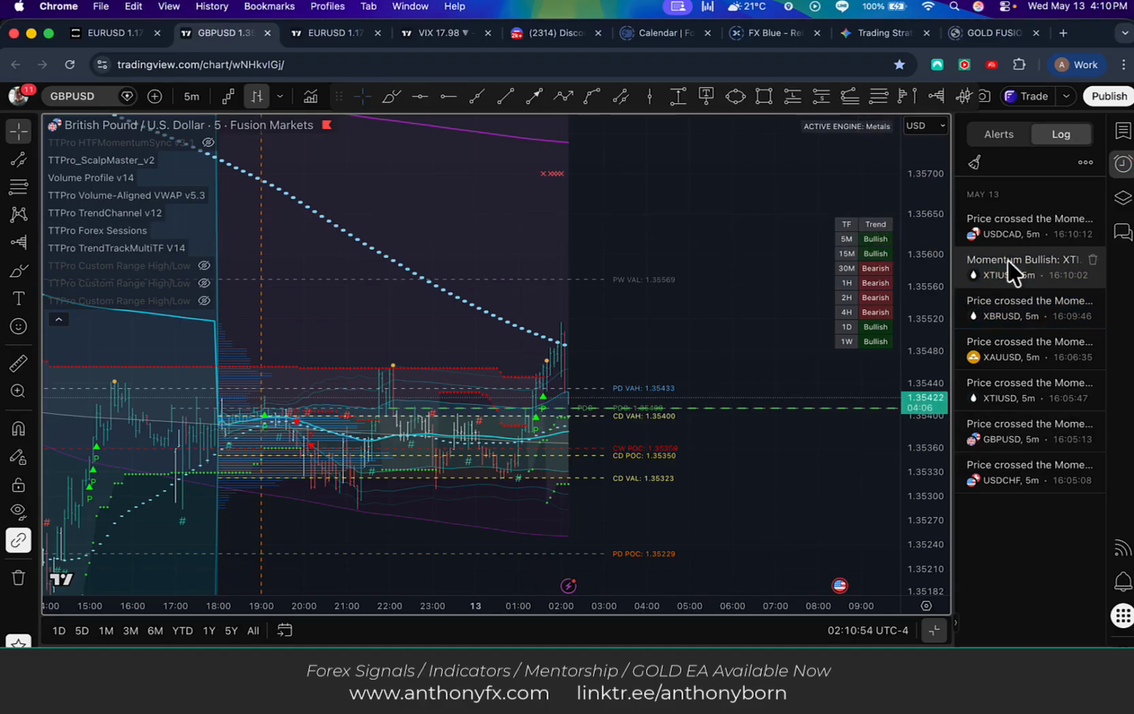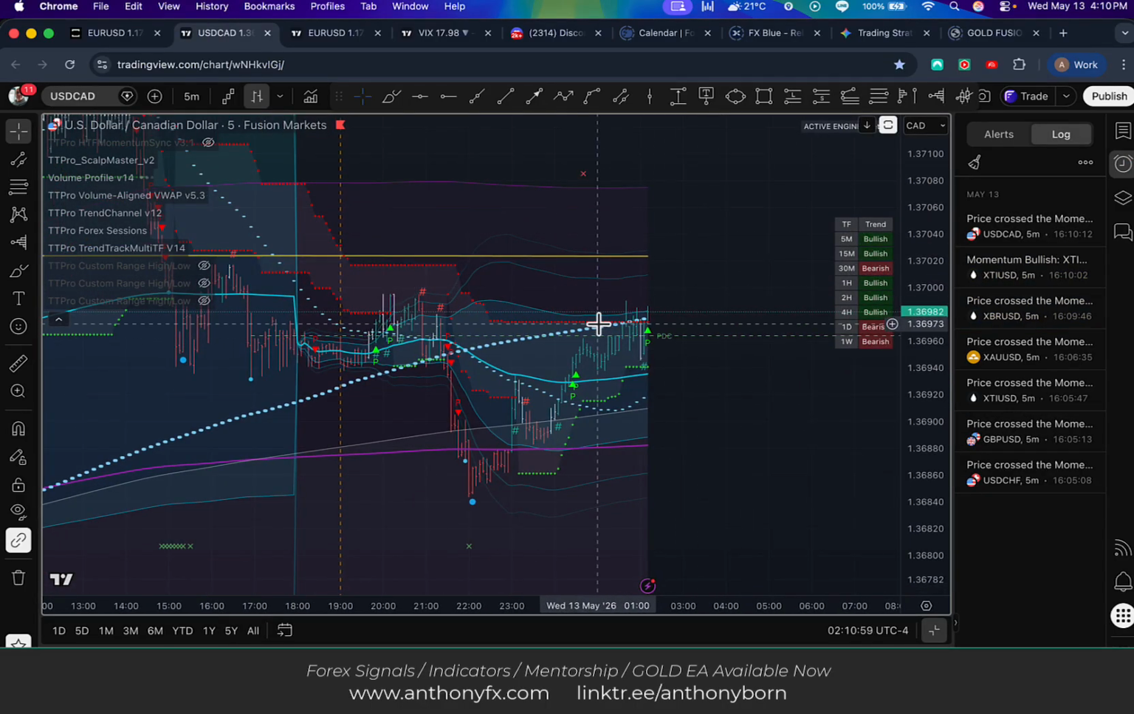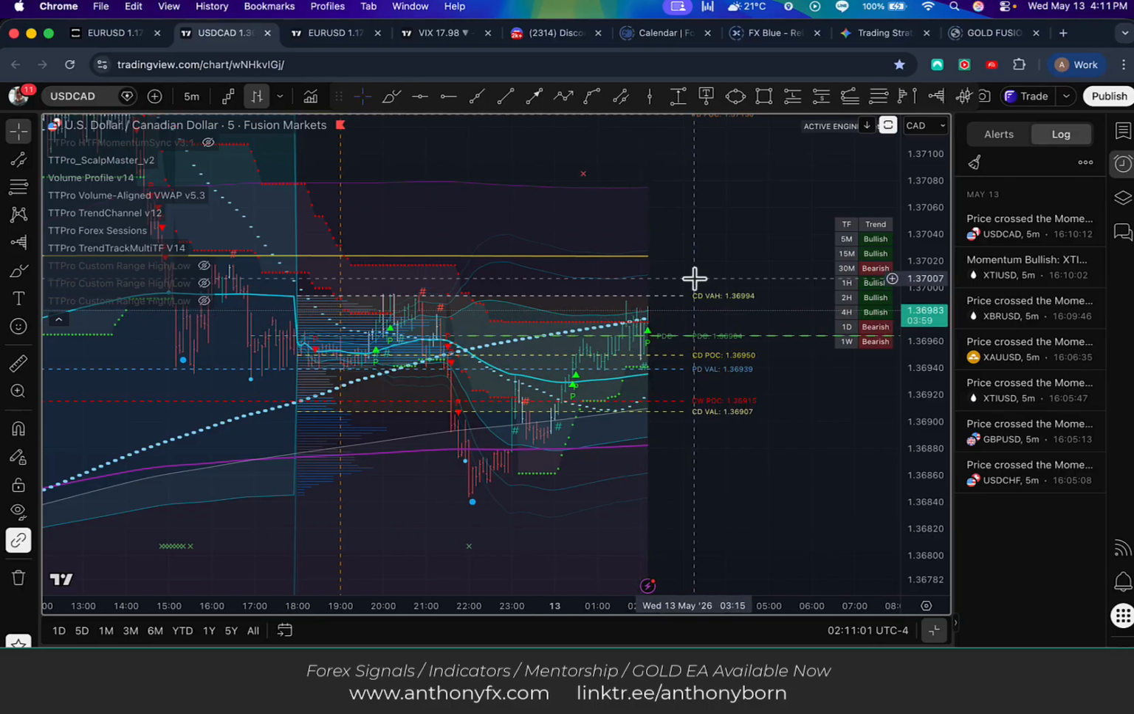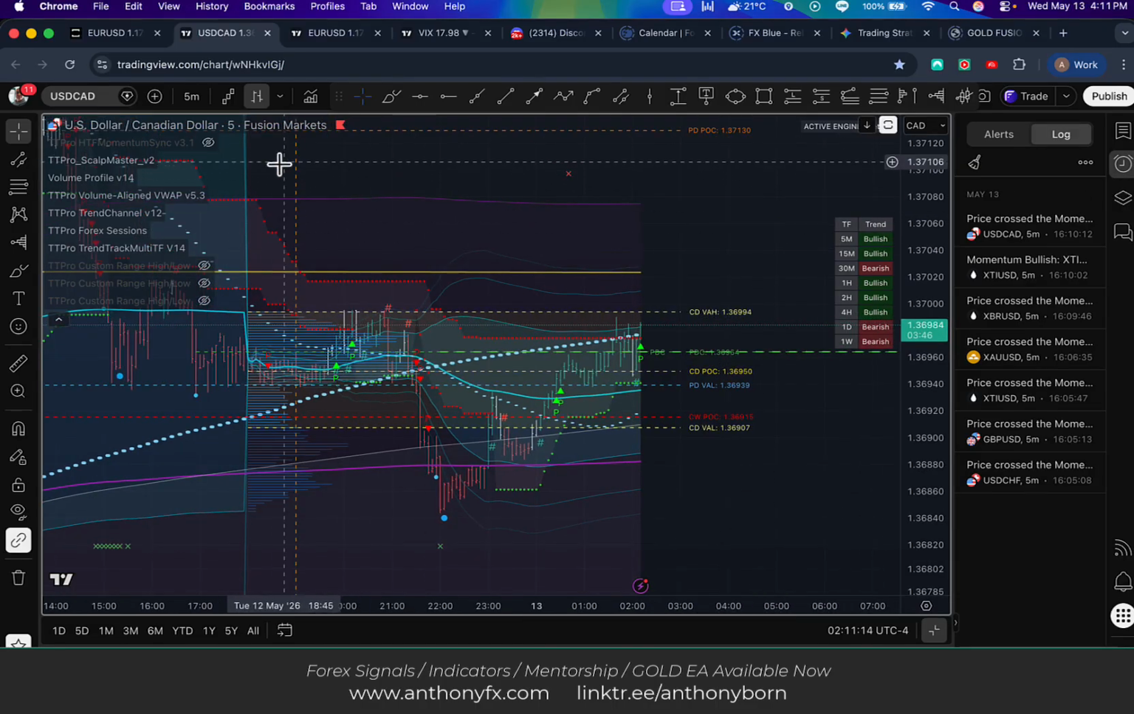So, dollar CAD, what's it doing? All the lines are under, except we haven't broken out of here yet. So I'm interested in dollar CAD bullish. Don't mind that. So what you can do with this, you can use the Momentum Sync version 3, not version 2.